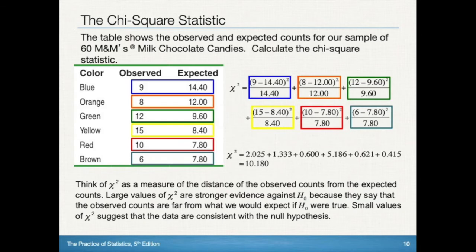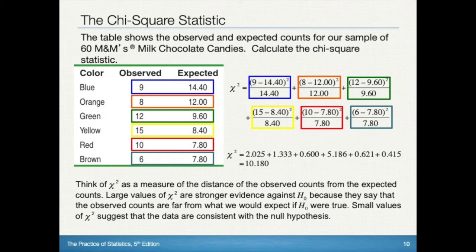So this is a table now that is showing you how you would do that. We would take the observed blue minus the expected blue, square it, and divide it by the expected value, plus, and continue through the various colors. So you can see that if we're doing this by hand, this is going to be quite the taxing calculation, because in this case we have 6 proportions, but imagine that we have 18 proportions.